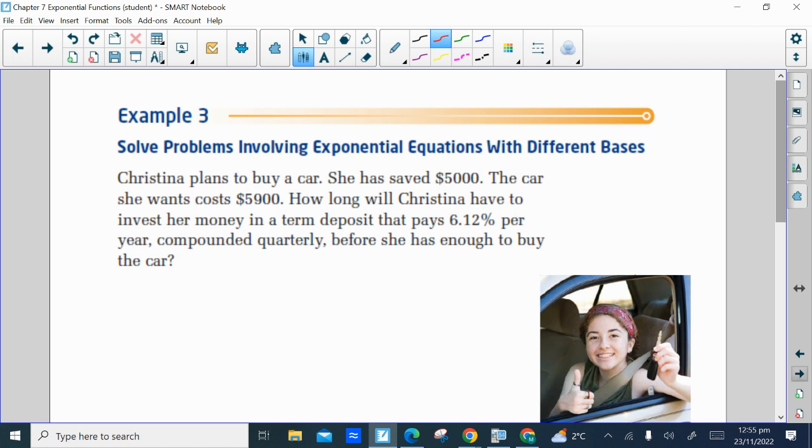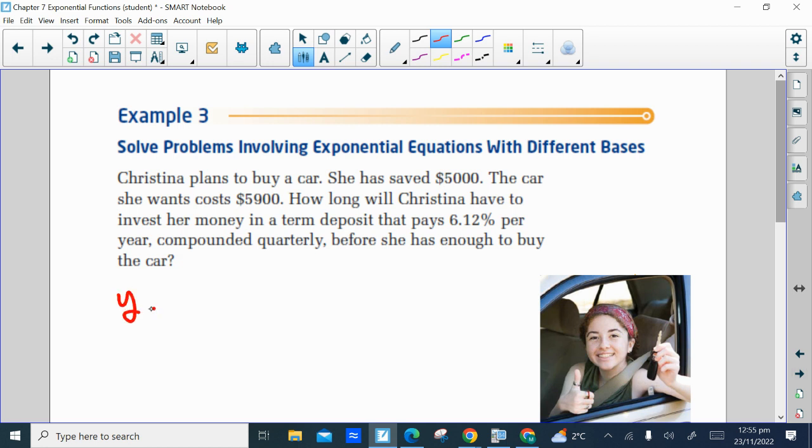So Christina plans to buy a car. She saved $5,000. The car she wants costs $5,900. How long will Christina have to invest her money in a term deposit that pays 6.12% per year compounded quarterly before she has enough to buy the car?